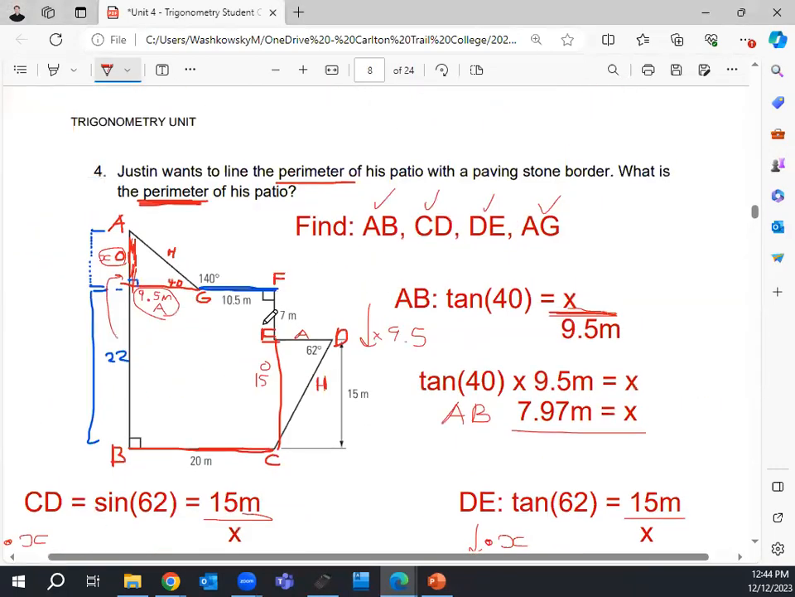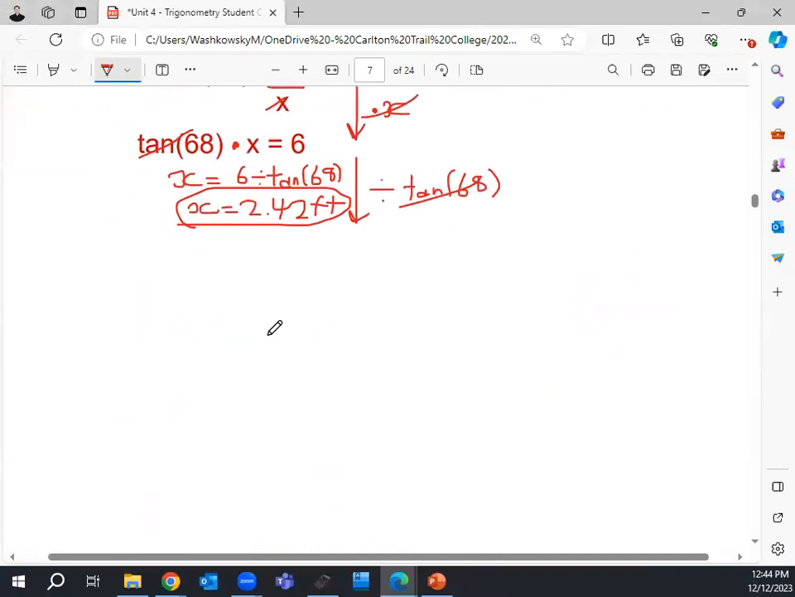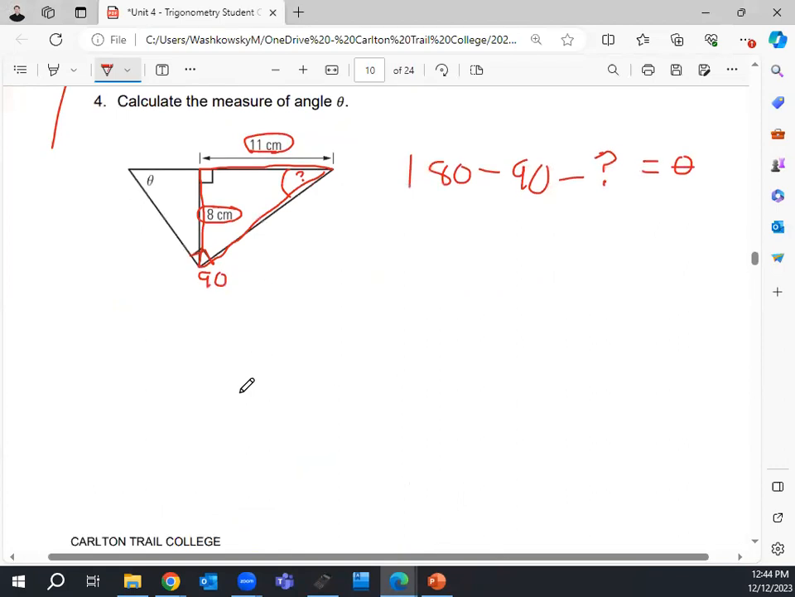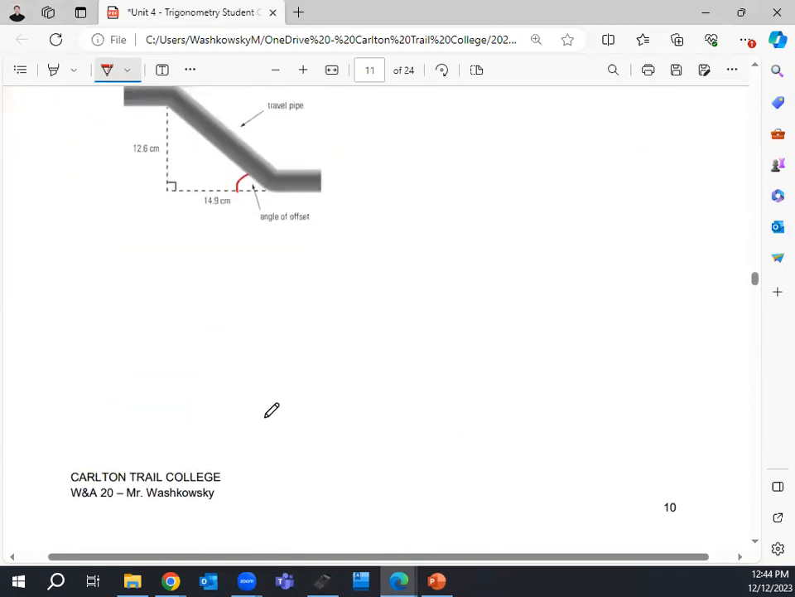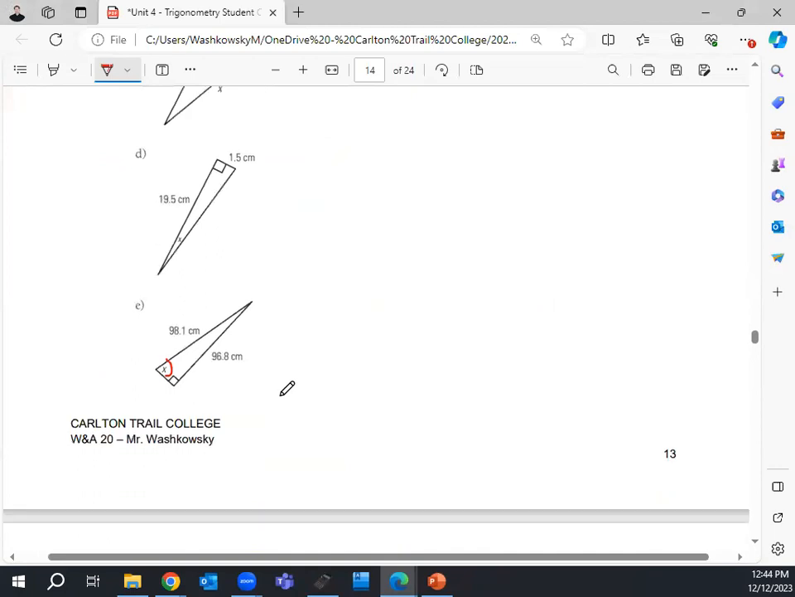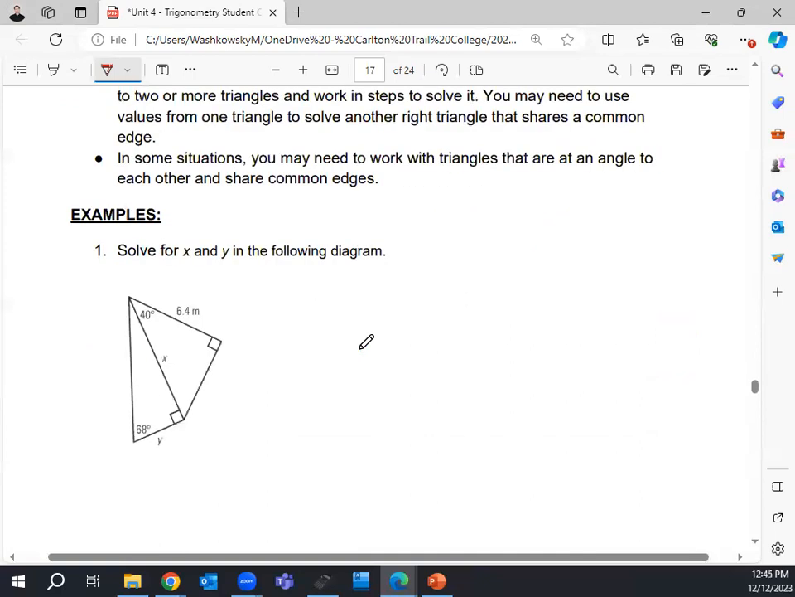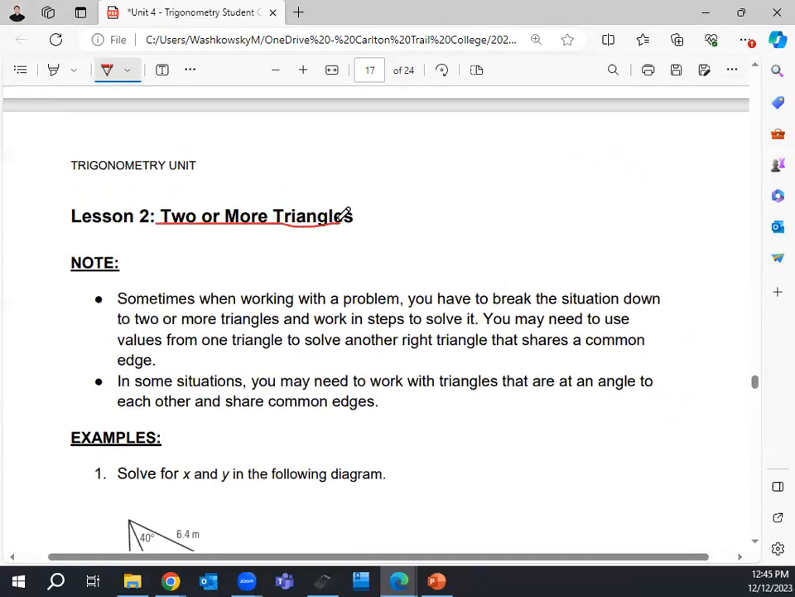Just how we kind of noticed, way up over here, sometimes we need to break stuff down. We need to find one part of a triangle in order to find another part of a triangle. That's kind of what this is. So this is the exact same stuff we've been doing. It's just going to be multiple steps. It's 2 or more triangles. It's more complex, but the math itself is the same. We just need to have a tactical approach here.